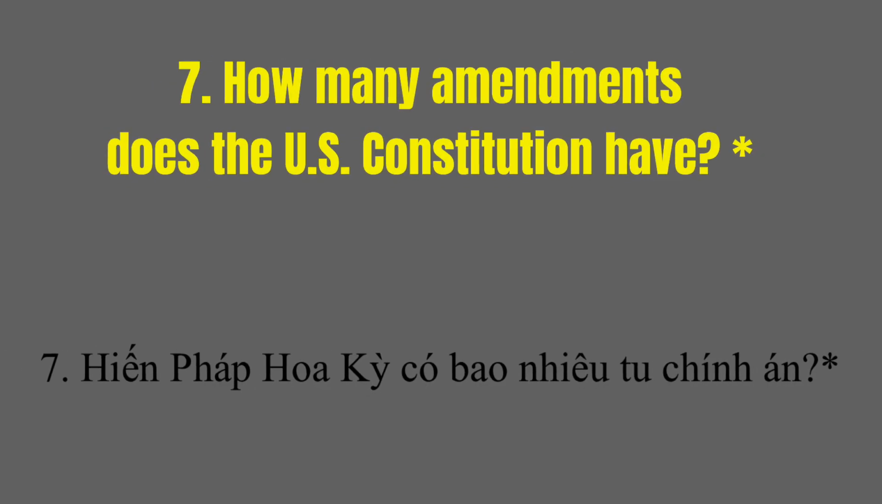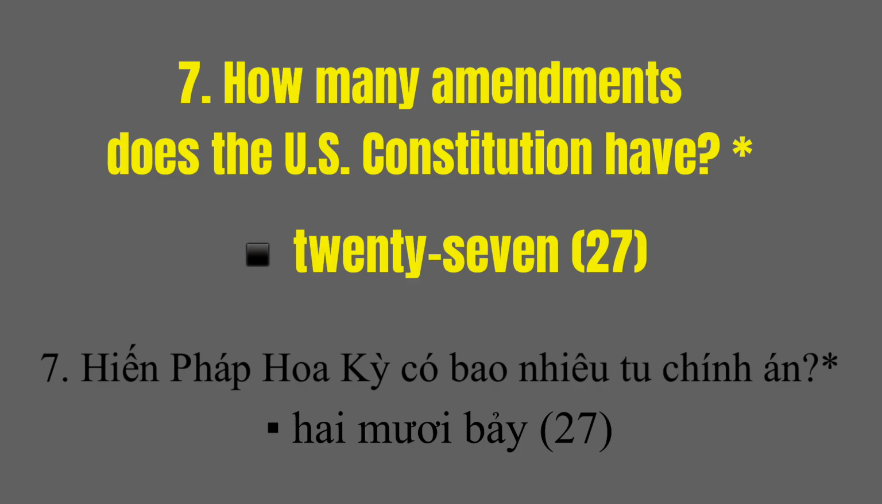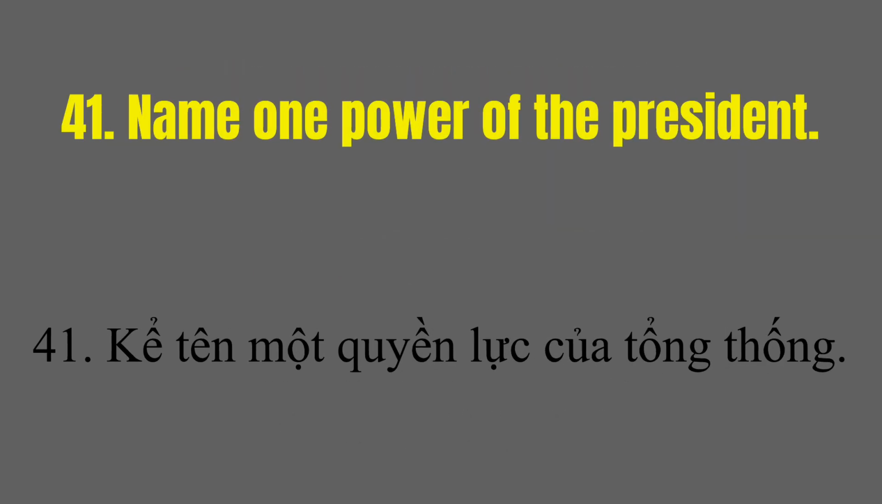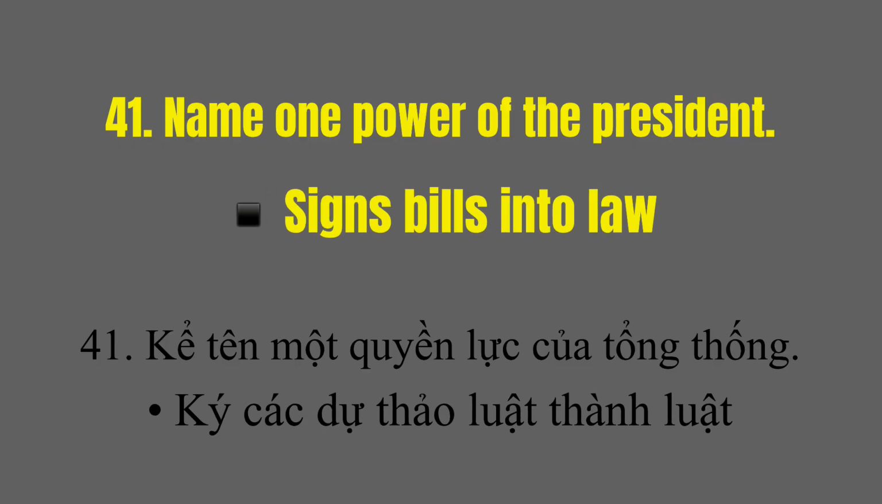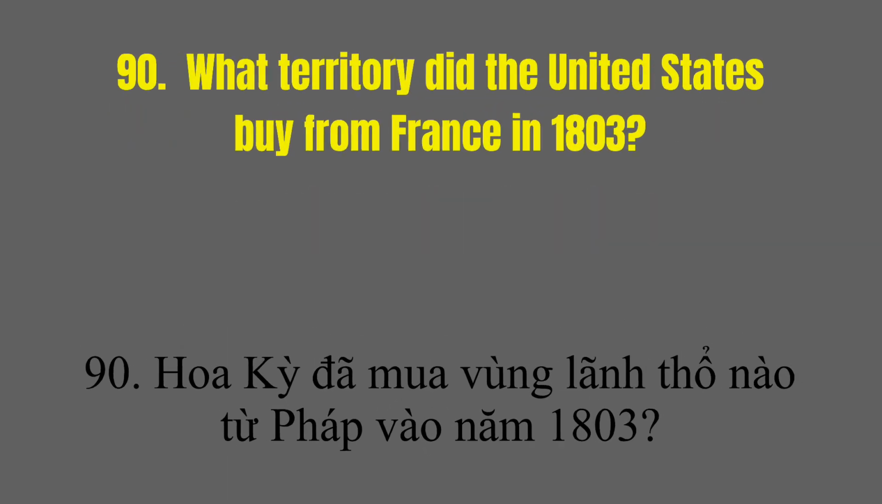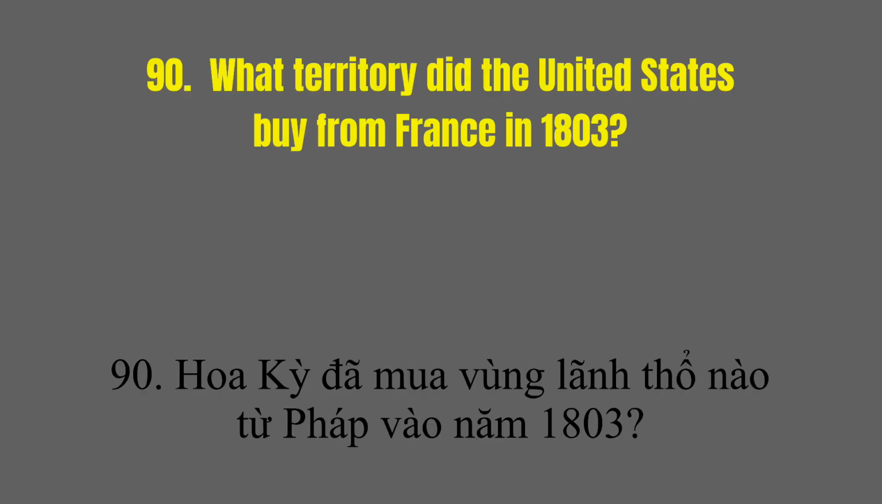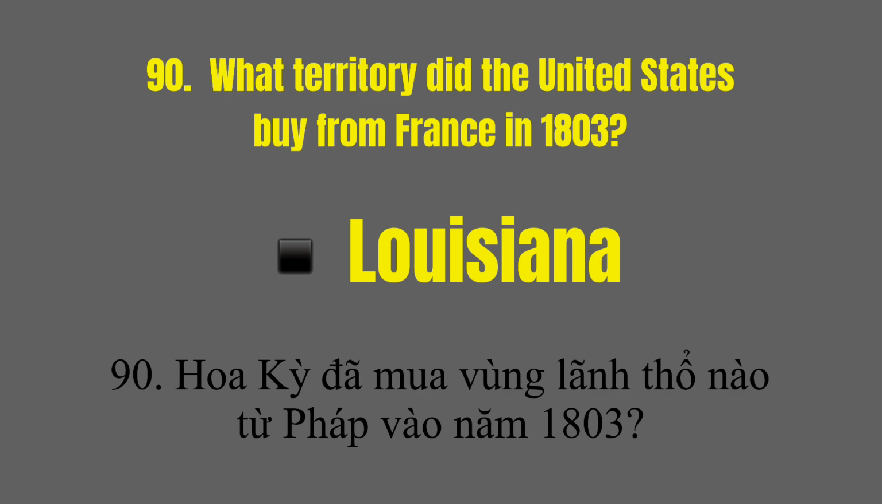How many amendments does the U.S. Constitution have? 27. Name one power of the President. Signs bills into law. What territory did the United States buy from France in 1803? Louisiana.